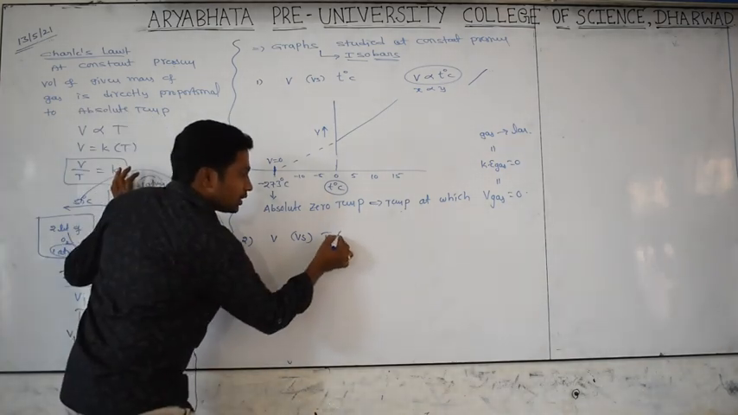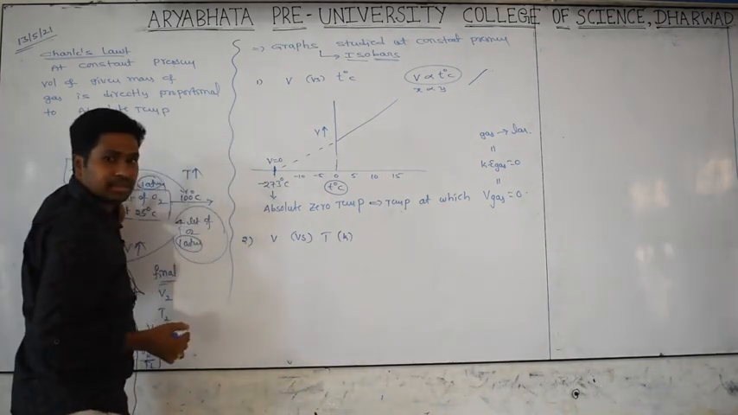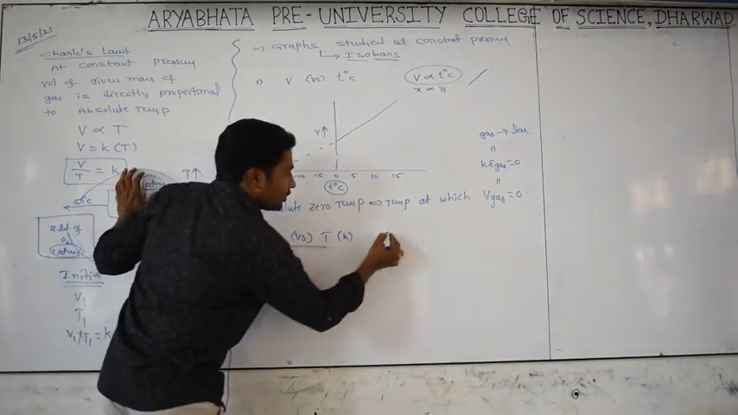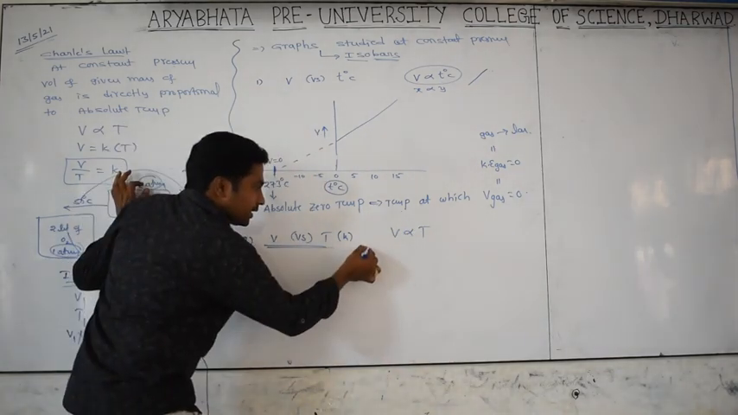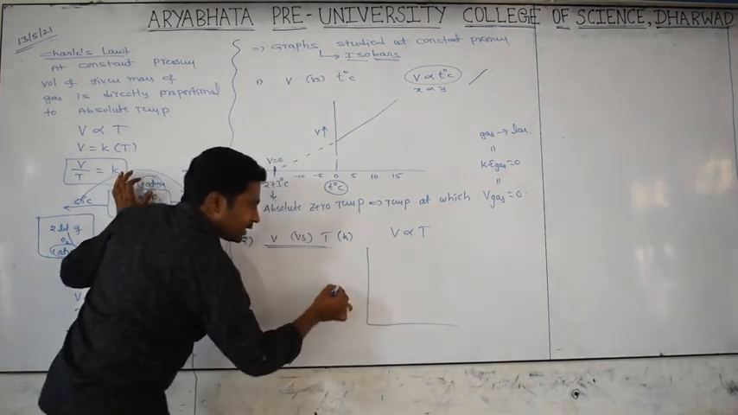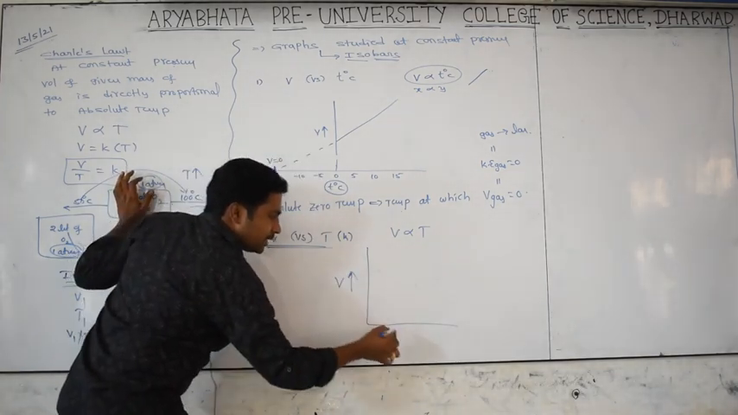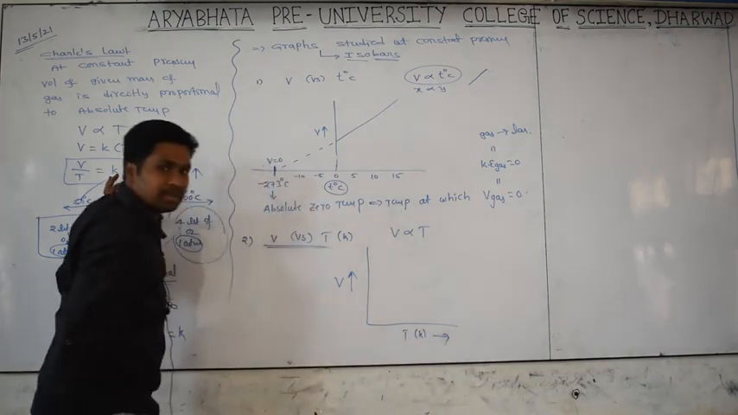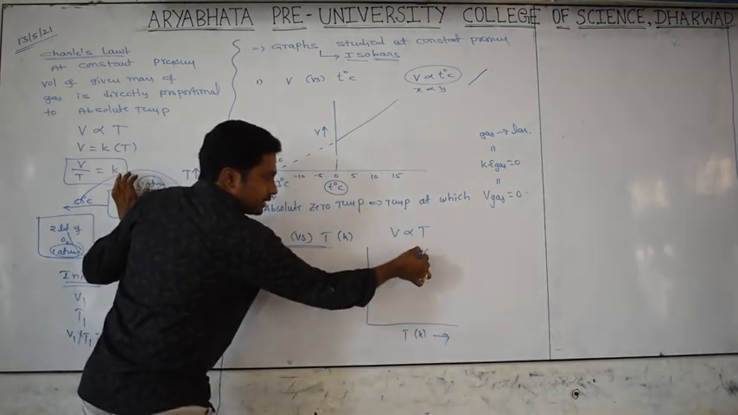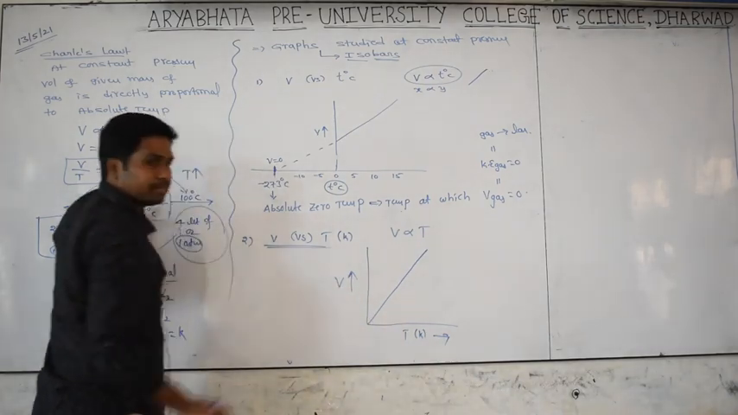Now I will tell you one more graph, which is volume versus capital T. Capital T means temperature expressed in kelvins. What are we getting? Volume is directly proportional to temperature. Same graph, see carefully. I am taking volume here, temperature here, but the temperature you are expressing in kelvins. Now we are getting a straight line that is passing through the origin.